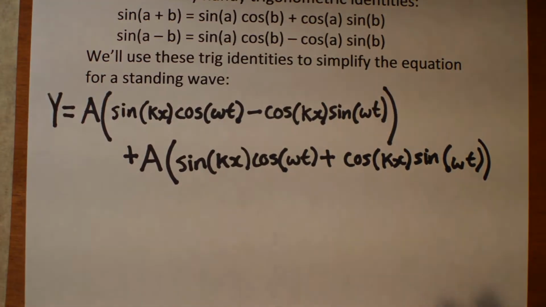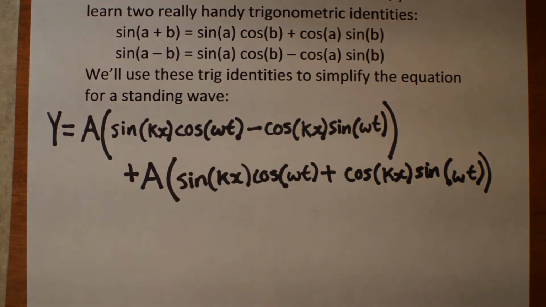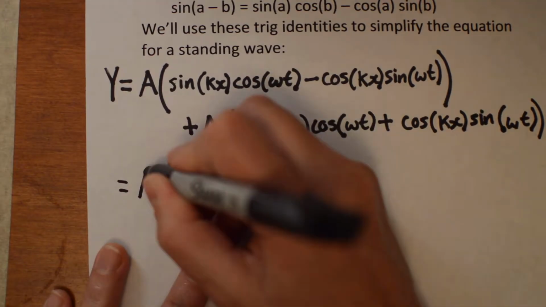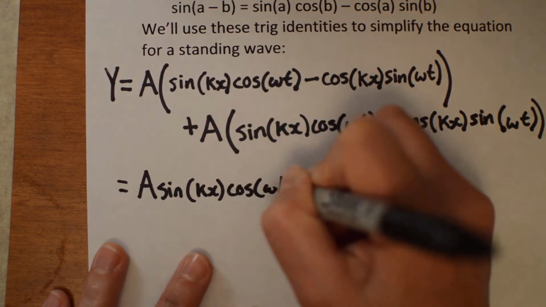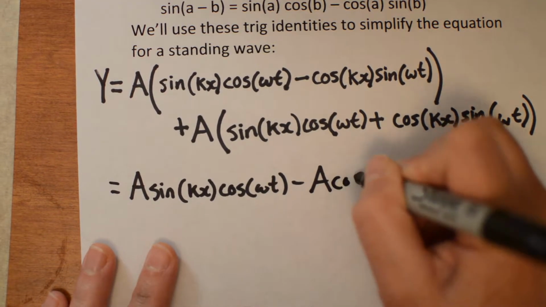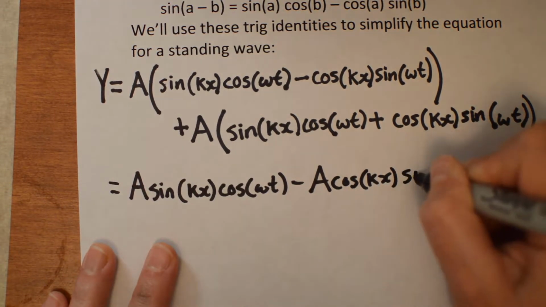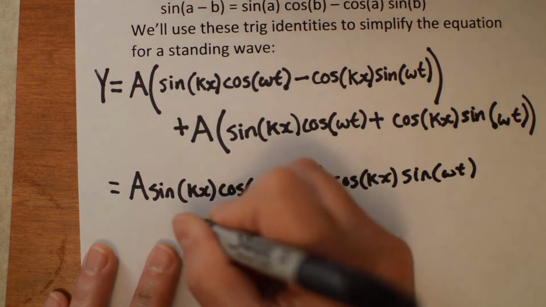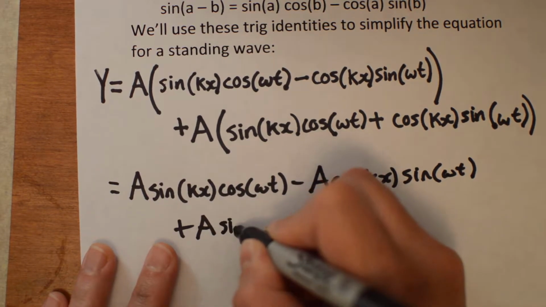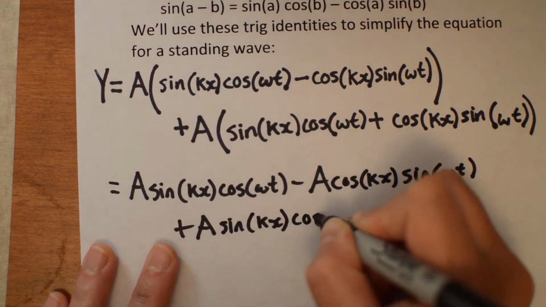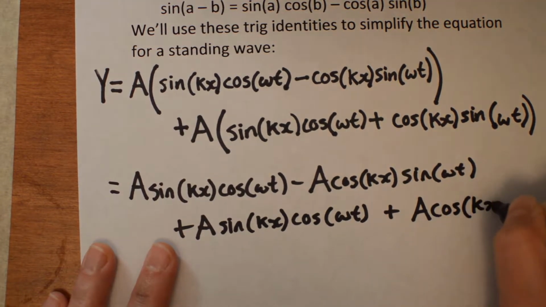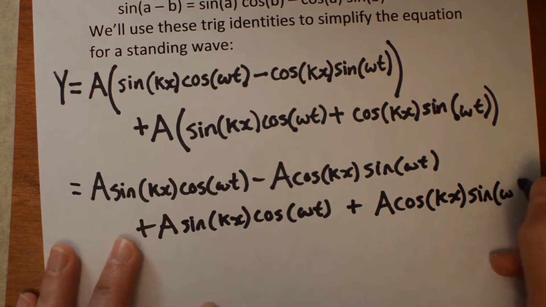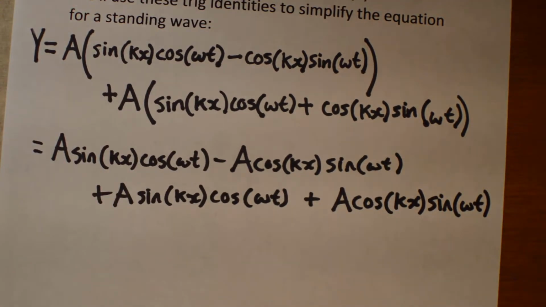Whew. Feels like a mess. It will simplify very, very quickly. First thing we can do is just multiply the A's into those brackets. That seems like an easy move. So I'll get A sine of kx cos of omega t minus A cos of kx sine of omega t plus A sine of kx cos of omega t plus A cos of kx sine of omega t. It looks awful, but it's actually going to simplify really, really quickly.